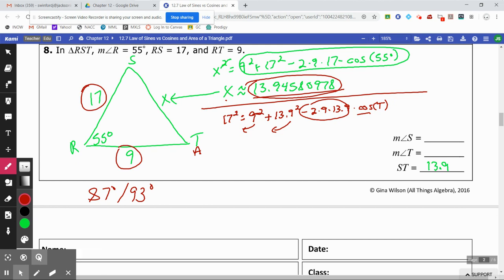It gives me actually that angle T is 93 degrees. So we know for a fact that angle T has to be the 93-degree angle. And since you have 93 and 55, that's 148. That leaves you with a 32-degree angle for angle S.